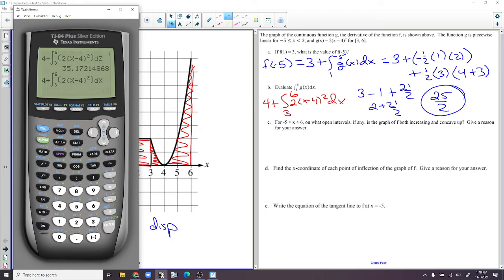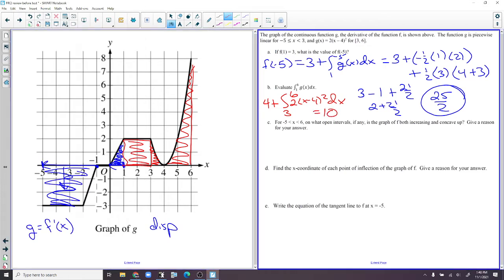Yeah, it's 10. So the answer here is a little different. That's the displacement right there. So let me ask you this. What if they said, what is f of 6? What would that answer be?